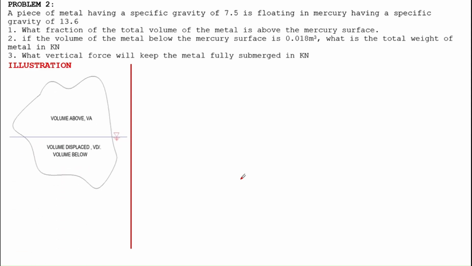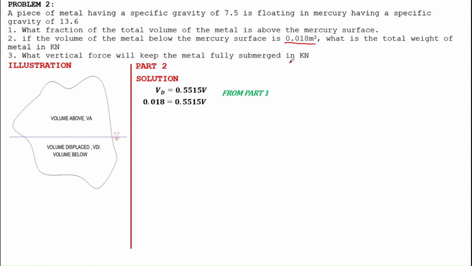For our solution to part 2 of the problem, we will use the equation we obtained from part 1, that is, volume displaced is equal to 0.5515 times V. From the question, it is stated that the volume of metal below the mercury surface, or the volume displaced, is equal to 0.018 cubic meters. Substituting it to our working equation, we get 0.018 is equal to 0.5515 times V.